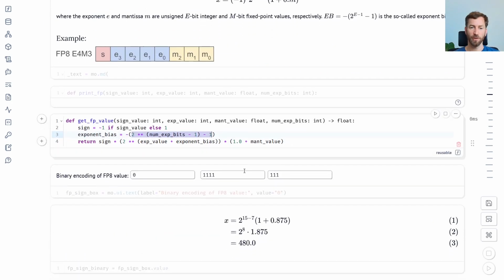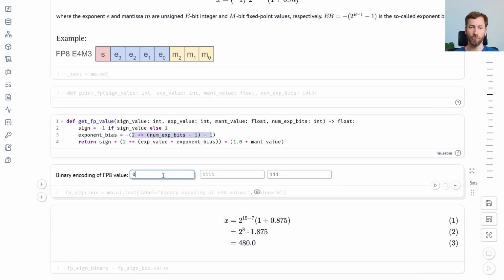So now let's have a look at some examples. The first field is the sign, here are the exponent bits, and here the mantissa bits. My exponent bits represent a 15, my exponent bias is -7, and my mantissa bits with the leading 0 represent a 0.875. So together these bits represent a value of 480.